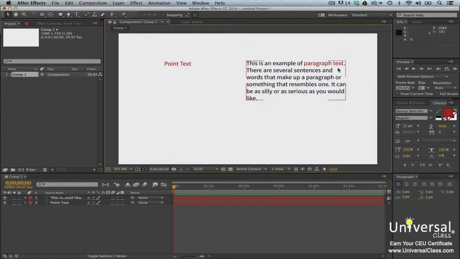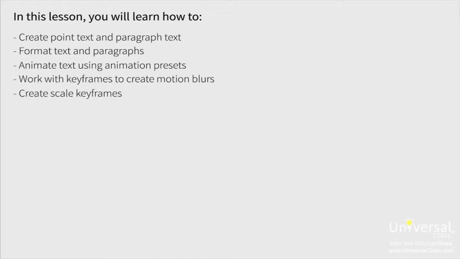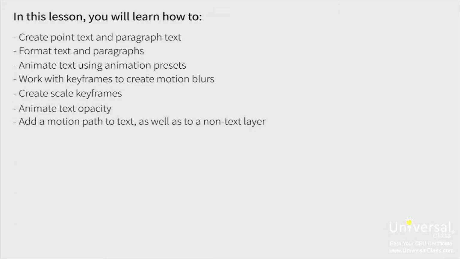It can be directly added and edited in the Composition panel, then formatted using several tools available in the Tools, Character, and Paragraph panels. In this lesson, you'll learn how to create point text and paragraph text, format text in paragraphs, animate text using animation presets, work with keyframes to create motion blurs, create scale keyframes, animate text opacity, and add a motion path to text as well as to a non-text layer.